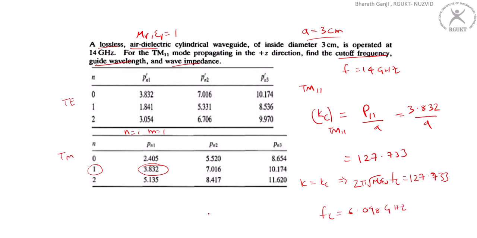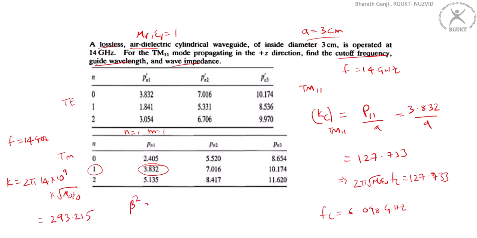So once I have the cutoff frequency, what I want to find is beta. Before finding beta, let us try to find the value of k at this operating frequency, and the operating frequency is 14 gigahertz. What is the value of k? So k is nothing but 2 pi times the frequency, that is 14 into 10 to the power of 9, times square root of mu naught epsilon naught. So this answer will be 293.215.